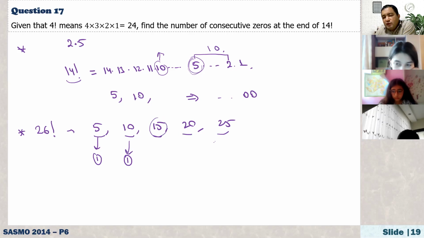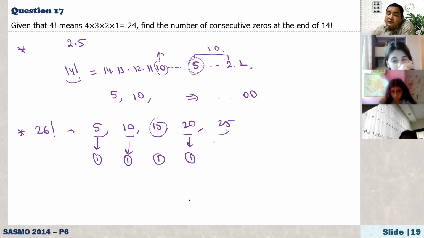If I multiply 15, for example, by 2, it is 30. So the last digit will give us 0. Twenty also has a 5. That's why if you multiply 20 by any number except 5, for example, the last digit will be only 0. How about 25?